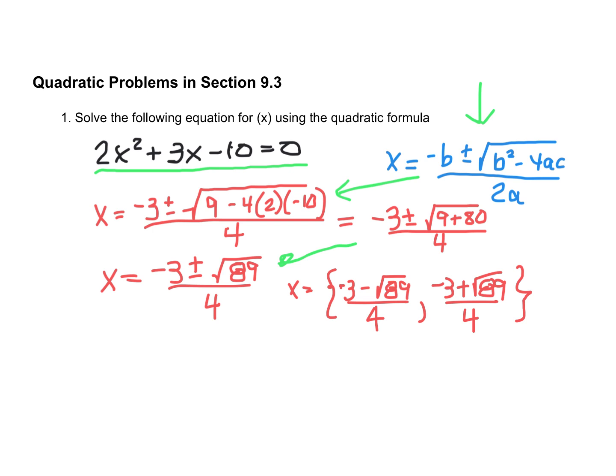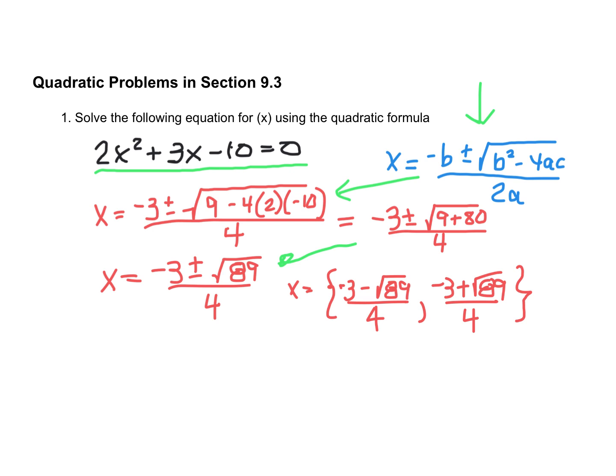So now we get x is equal to minus 3 plus or minus the square root of 89 over 4. And we notice that the square root of 89 has no factors other than 89 and 1. And so we cannot reduce that square root.